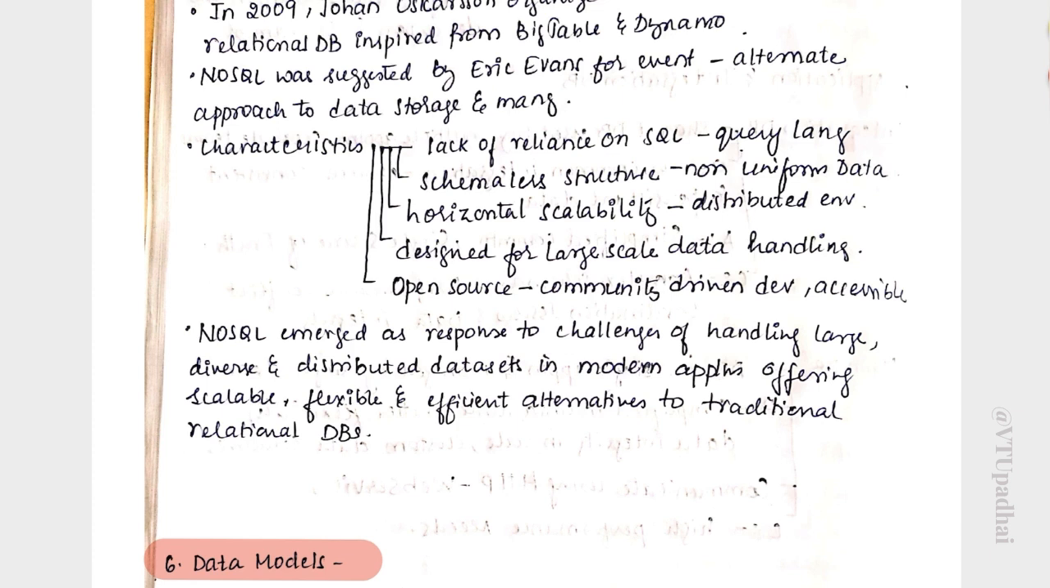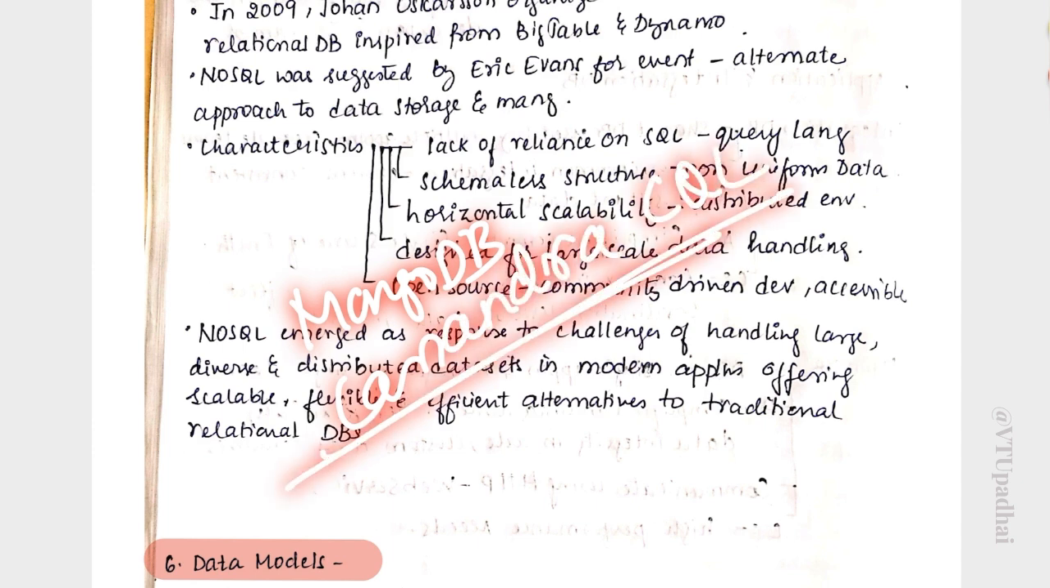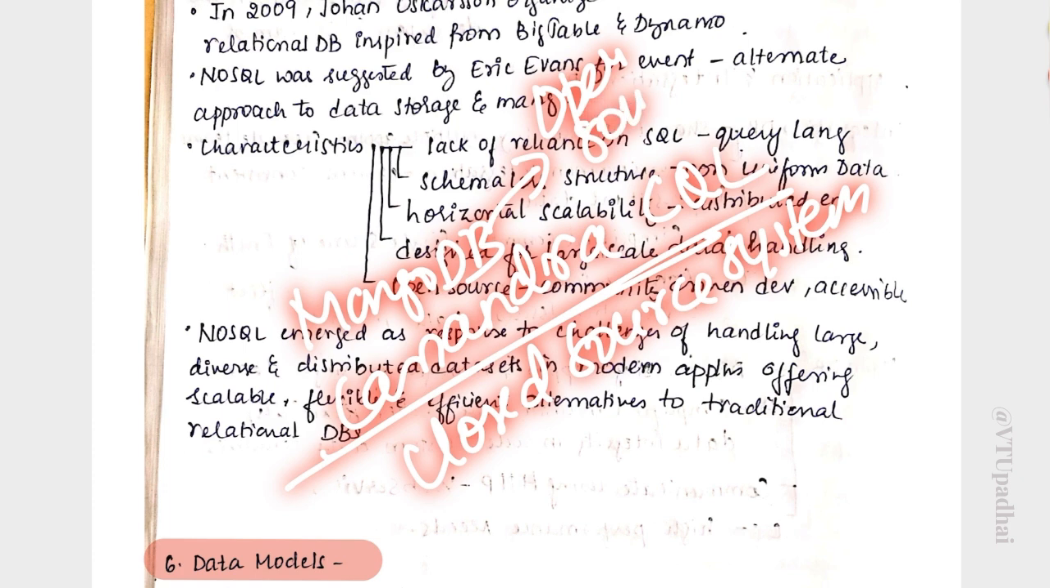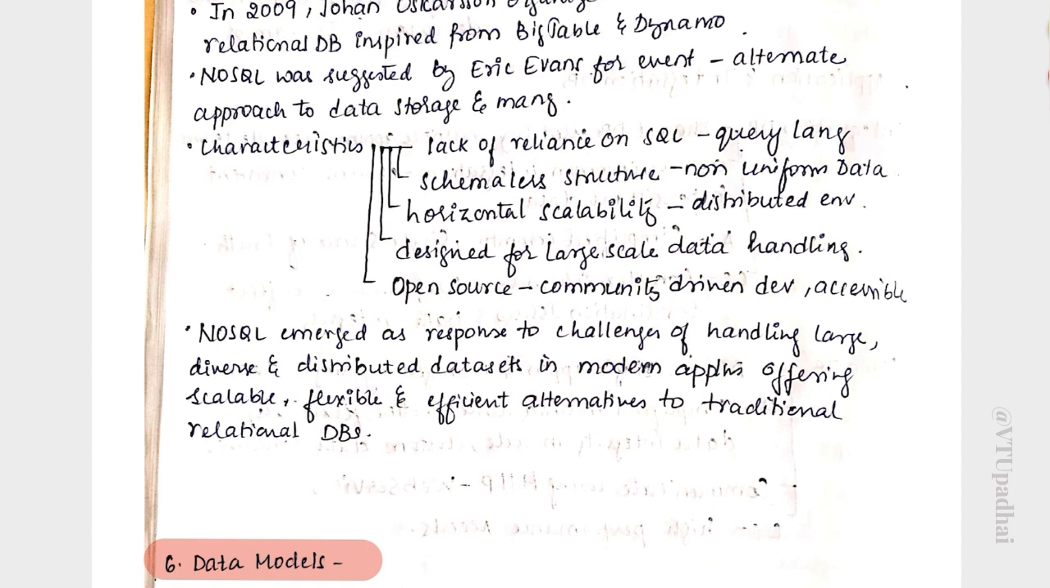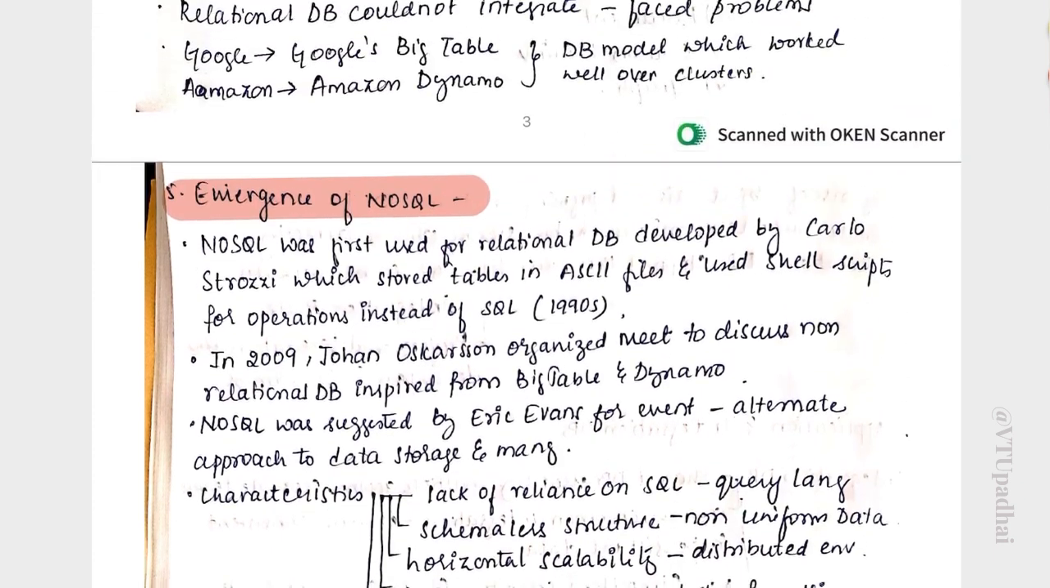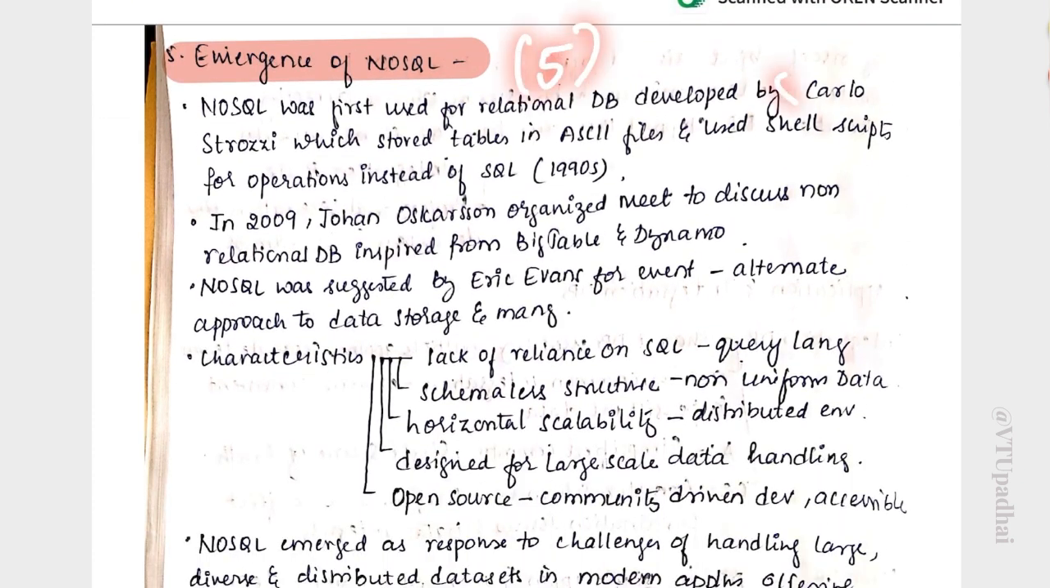Further examples we had: MongoDB, Cassandra. SQL is a closed source system, whereas MongoDB is an open source system. So in summary, we can say that NoSQL emerged as a response to challenges of handling large, diverse, and distributed data sets in modern applications, offering a scalable, flexible, and efficient alternative to traditional databases. If they ask this for 5 marks, this much would be sufficient.